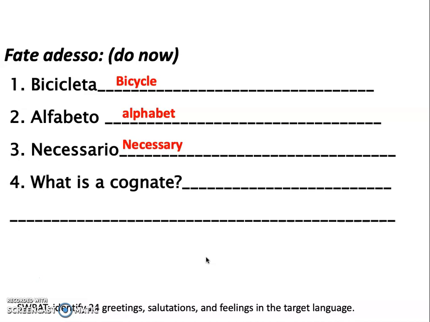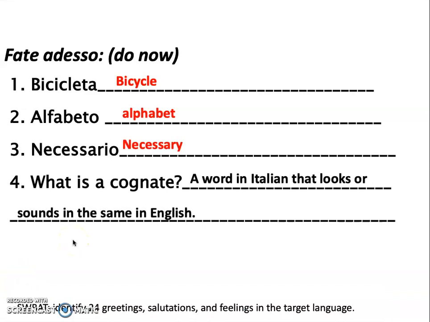Number four, just to refresh our memory, what is a cognate? A cognate is a word in Italian that looks or sounds the same in English. Okay, so let's get into our vocab sheet. As I say them, you're going to repeat them with me, and you're also going to be writing it down on your vocab sheet.